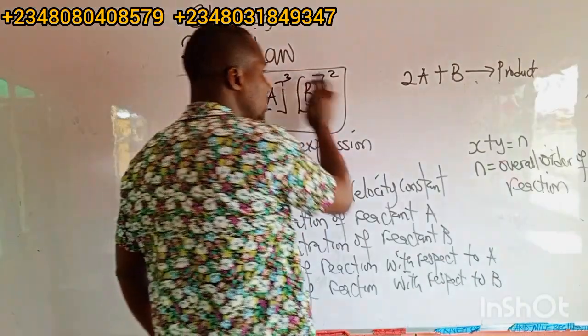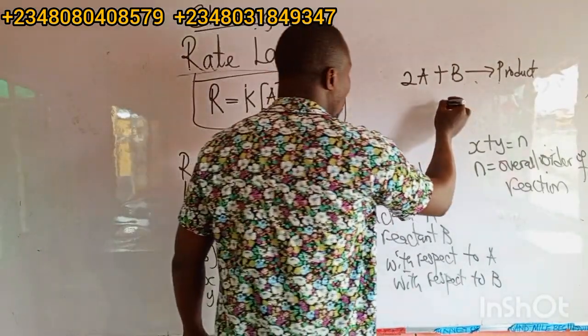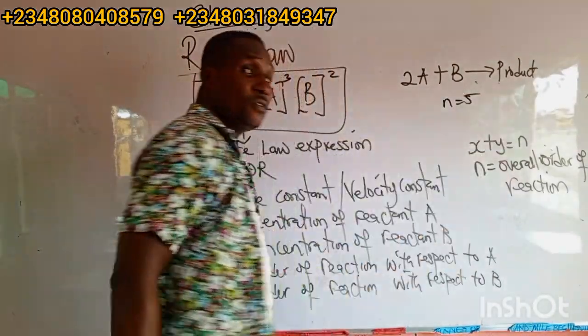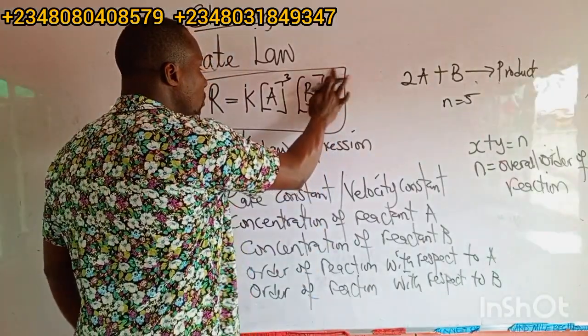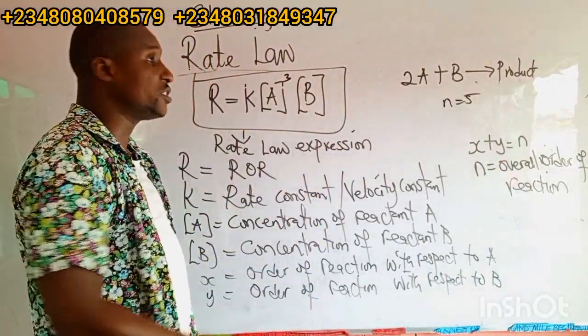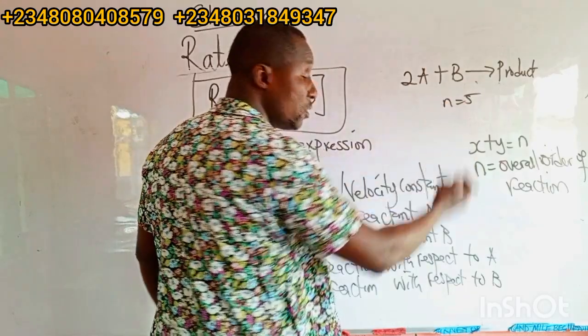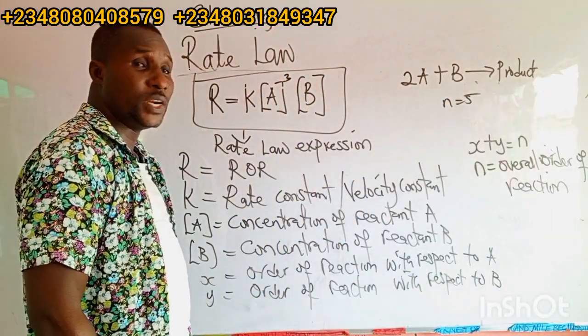The overall order of this reaction is 3 plus 2, which is what? n equals 5. That's the overall order of the reaction. If you have this one, what is the overall order of this reaction? 3 plus 1, which is 4. That is the overall order of the reaction.